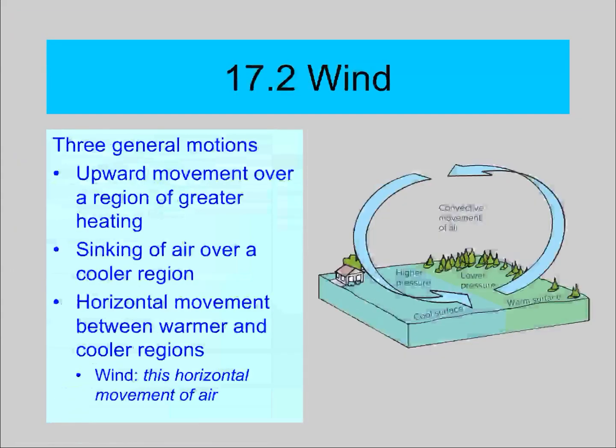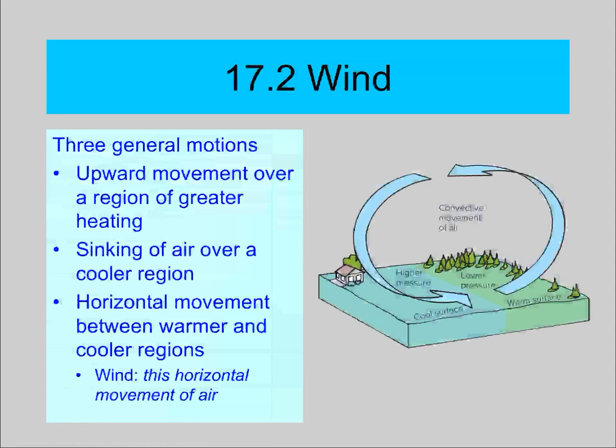So wind. We've talked about convection, and wind is convection. We've talked about this several times up to this point, and now we are here to talk about wind. There are three general motions with the wind. The first is the upward movement over a region of greater heating, so hot air rises. Then there's the sinking air over a cooler region because cool air sinks. But between the cool and the warm regions, we're going to have horizontal motion. And that horizontal motion is what we perceive as wind.